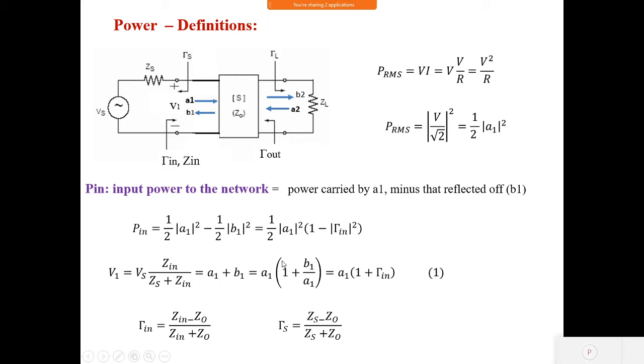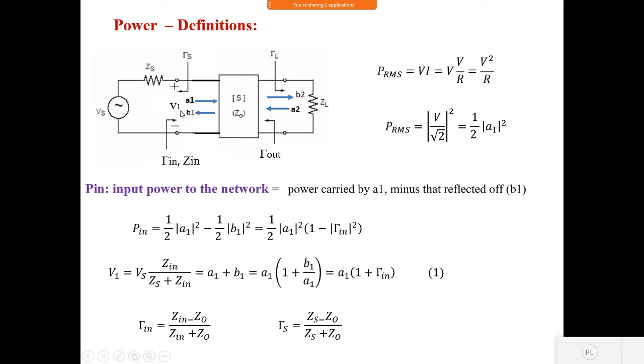Now further this can be simplified by using this equation. V1 here means the voltage between these two terminals. As you know in RF and microwave, consider the voltage at any point over a transmission line. This is a transmission line, carrying the signal to the network here. There are two waves: one wave going like this, that is A1, and another is B1 here. At any position, if you take here or anywhere, the voltage is the addition of these two waves, A1 and B1.